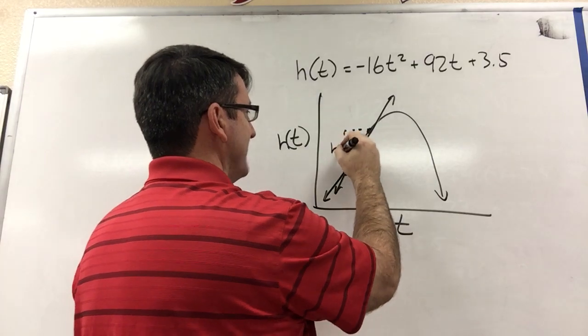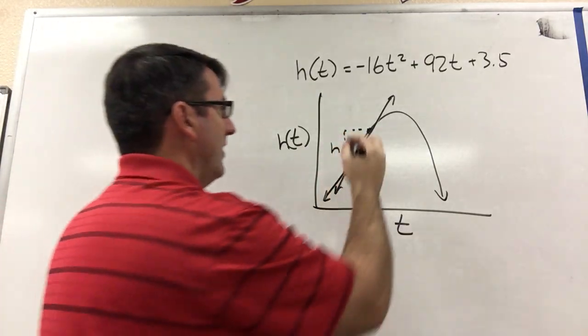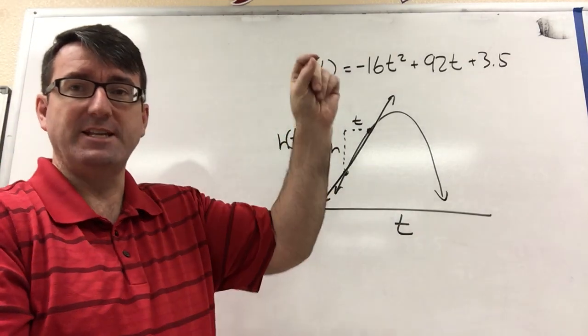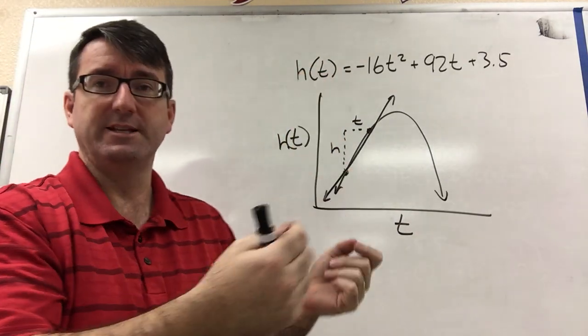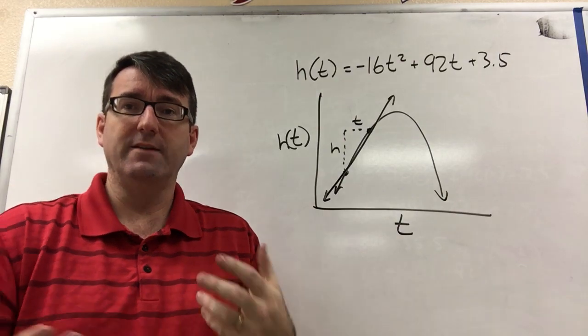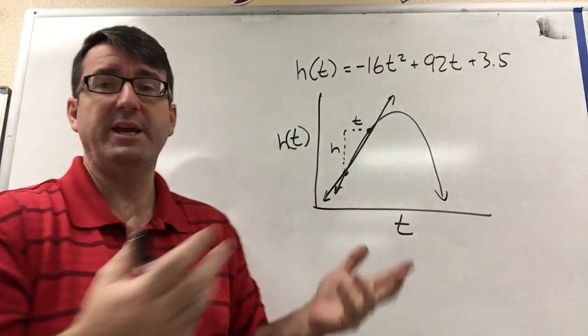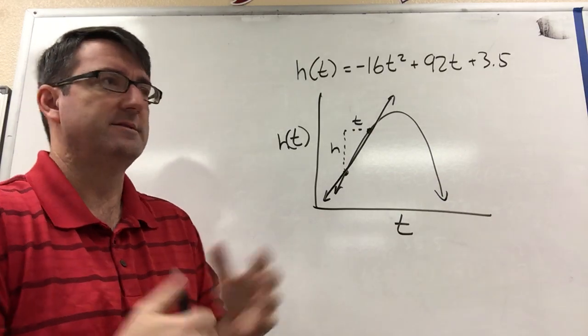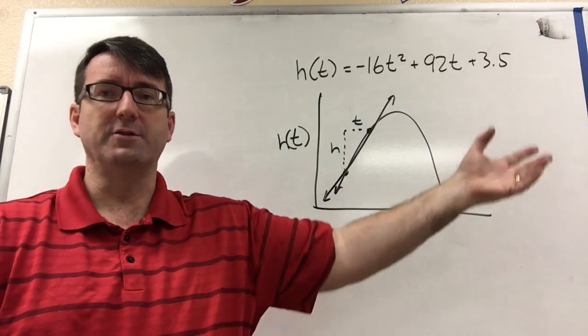The rise is the height. The run is the time. So we're taking the change in the height over the change in the time. That is going to give us speed. Speed is just the change in distance divided by the change in time. It's the same if you were driving down the street.